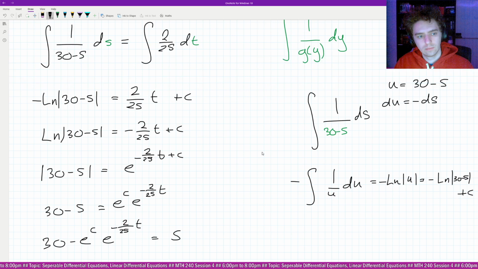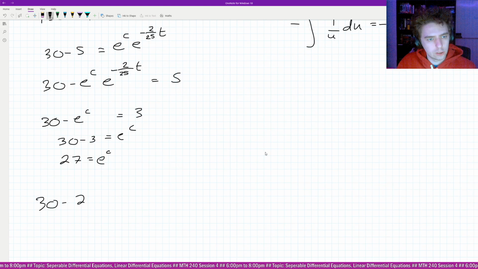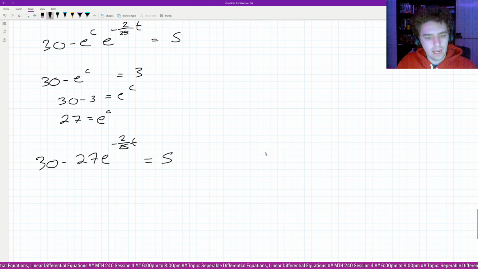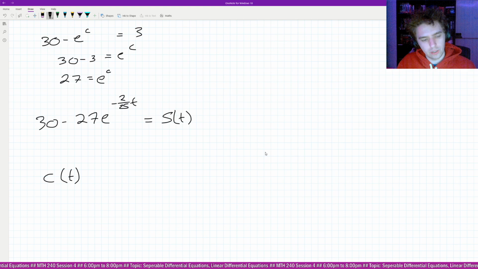Okay, I'm not quite done yet. So we found e to the c. Where was our function? I lost the function now. Here's our function. So this is going to be 30 minus 27 e to the negative 2 over 25 t equals s, and really I should just call it s of t. Okay, now we want the concentration. So concentration equals s of t over 75, which is just going to be 1 over 75 times 30 minus 27e to the negative 2 over 25t, close bracket.